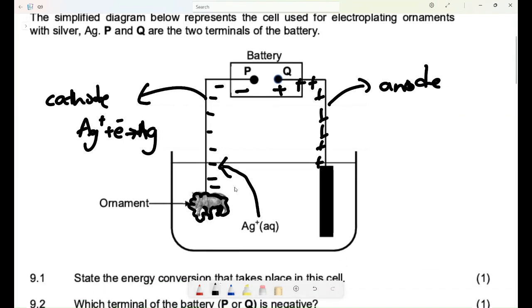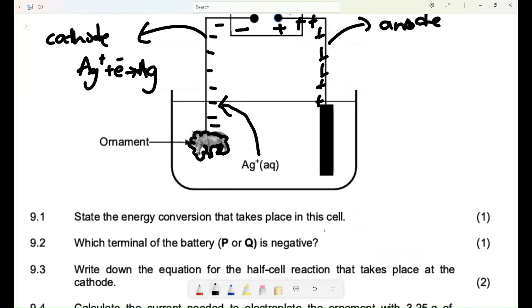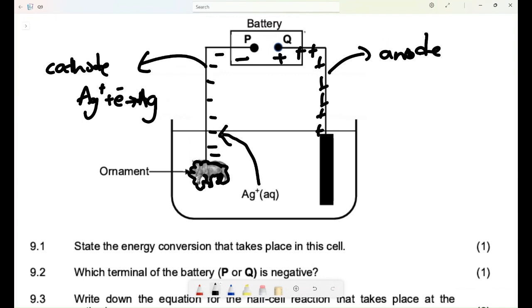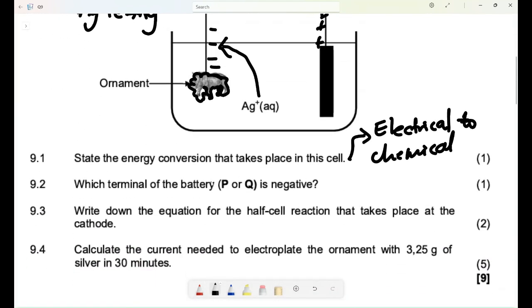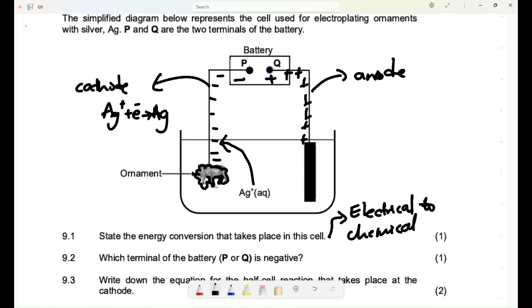Okay, good. State the energy conversion that takes place in this cell. When you see a cell, a battery like this, just know it is from electrical. But unlike electrodynamics in paper one, where we convert from electrical to mechanical or kinetic, here we convert to chemical, because we are dealing with chemicals. Chemical, not chemicals. Which terminal of the battery, P or Q, is negative? I've already answered that. P is negative.